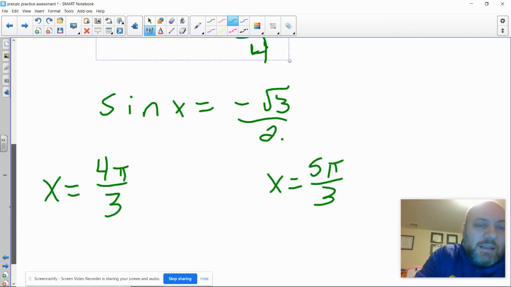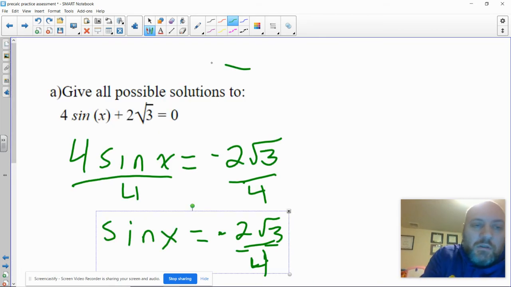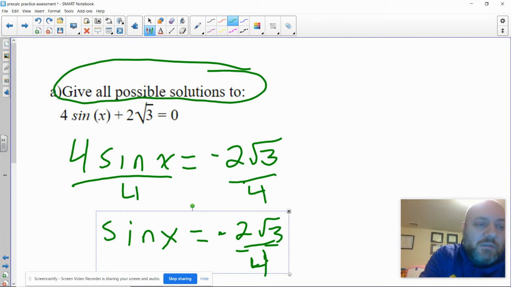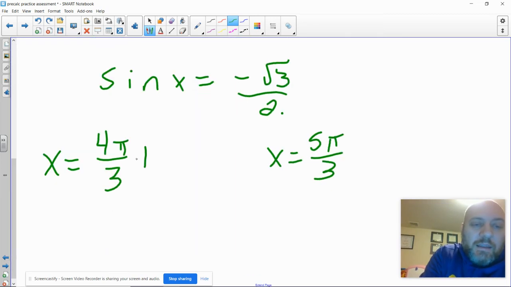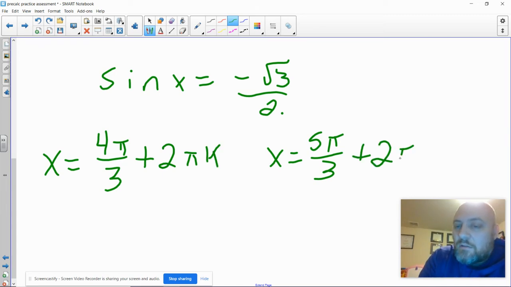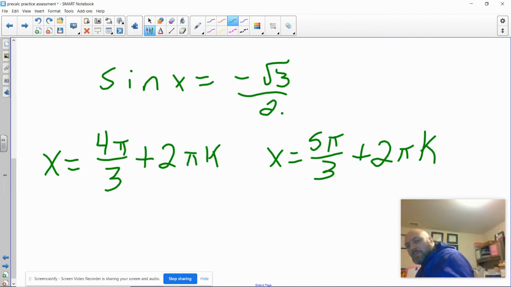And then the last thing I need to check is what am I looking for? So I'm looking for all possible solutions. In that case, I need to include my plus 2 pi k because it's going to repeat every cycle, every rotation, which is 2 pi. So those are my 2 answers for number 1.